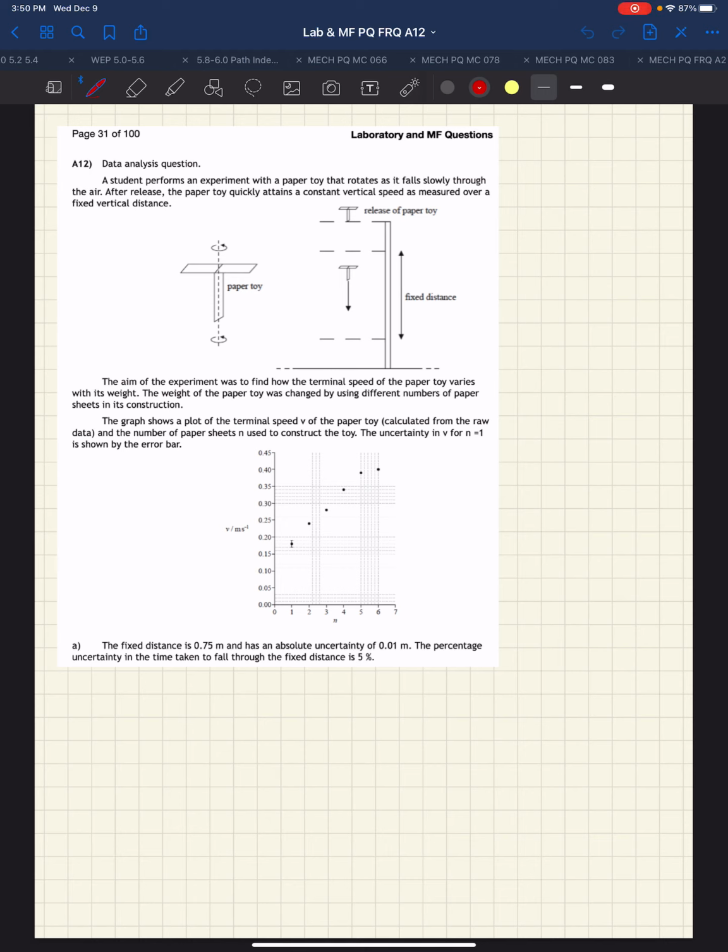In this situation, we have a student who's doing an experiment with this paper toy that you can cut out and fold up. They pick it up and hold it in a particular spot, and drop it. It gives it enough time to get to terminal velocity, and then measures the terminal velocity over this distance right here, which we are told is 0.75 plus or minus 0.01 meters.